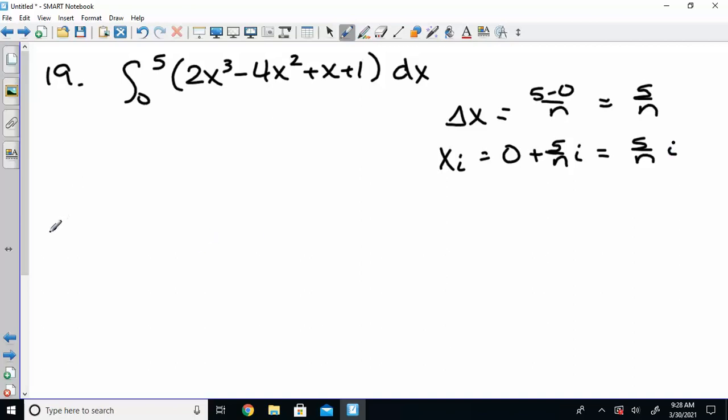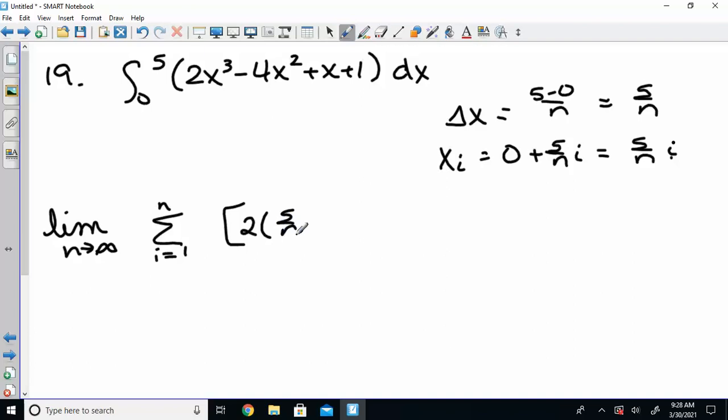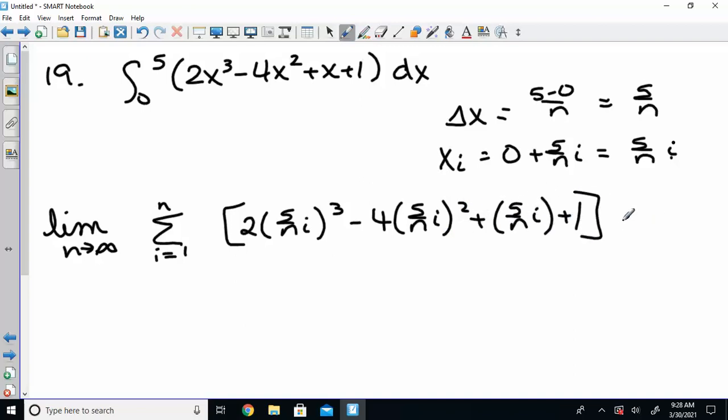So now we're doing the limit as n goes to infinity of the sum from i equals 1 to n. f of x sub i just means you're going to plug that in for all of your x's, times the change in x, which is 5 over n. Do you guys see how these two are the same?